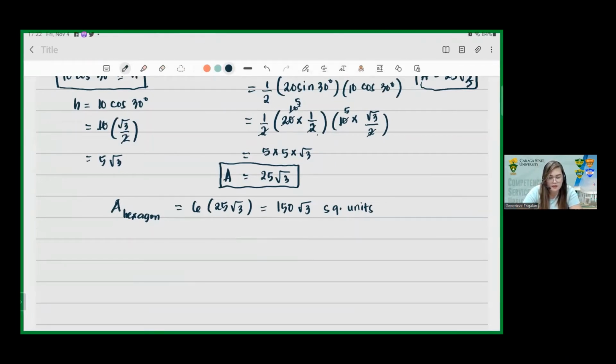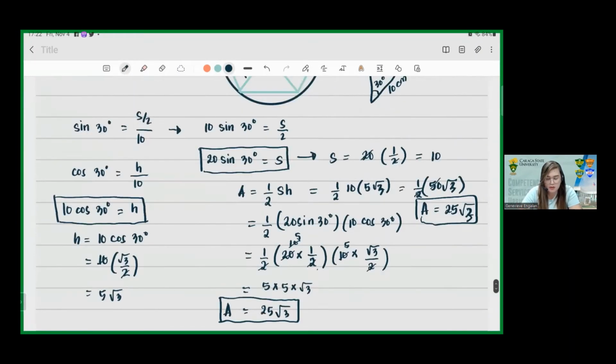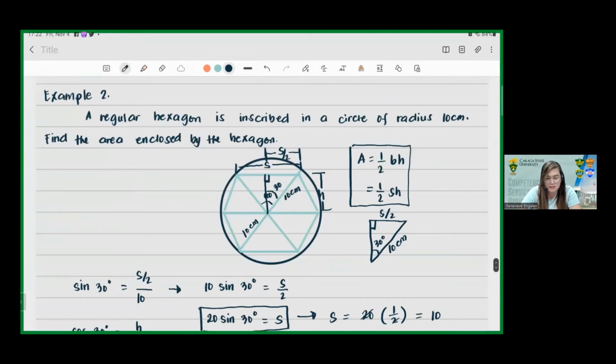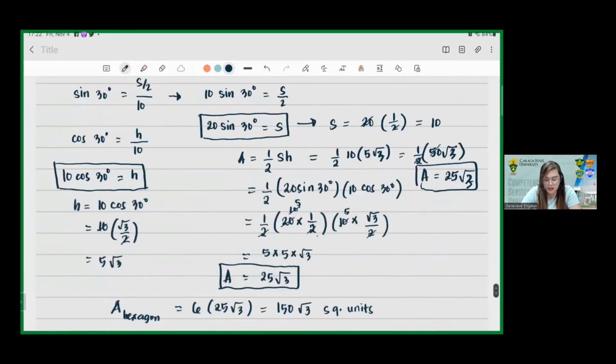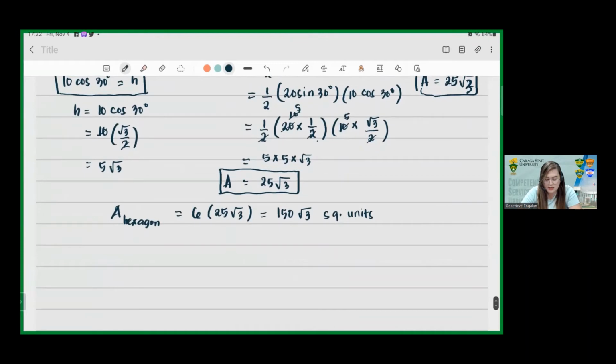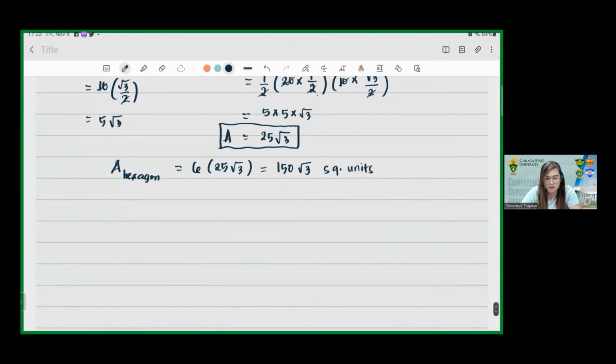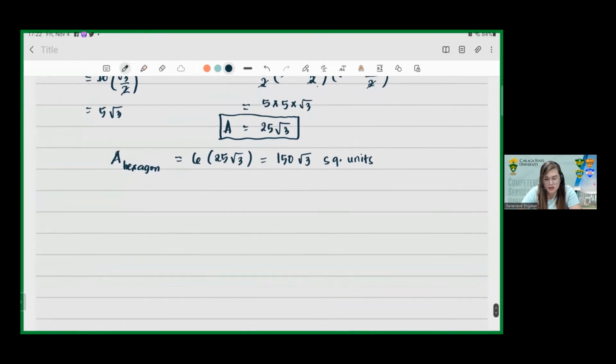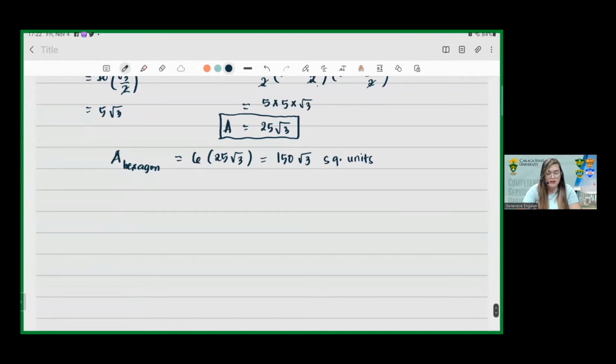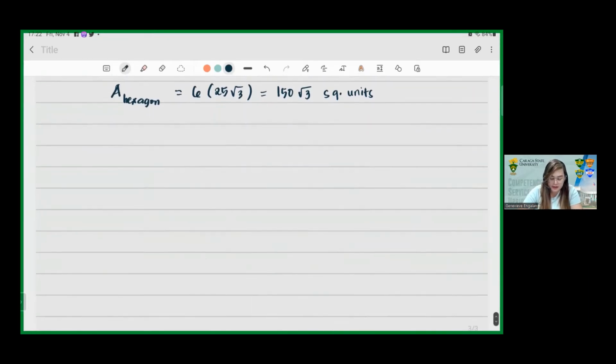Okay, so mao na siyang answer. So naa may unom ka buok triangle nga the same size anang atong gisolve. So you have 6 ka triangle, so that's why atong gi-times og 6 ang area sa atong triangle. So 6 times 25 square root of 3, so you have 150 square root of 3 square units. Okay, square units kay area man ang atong gi-solve.